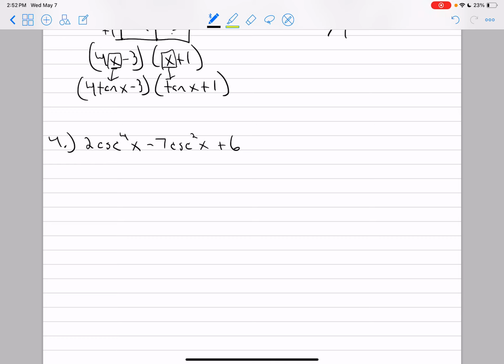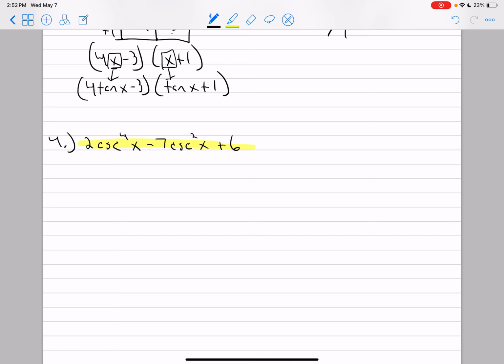All right, I'm looking at this. Go ahead, write this down: 2 cosecant to the 4th x minus 7 cosecant squared x plus 6. Why don't you try to do that one before me? It's almost the exact same idea as last time. So cool, hopefully you tried it, but if not, we're going to look at it here.